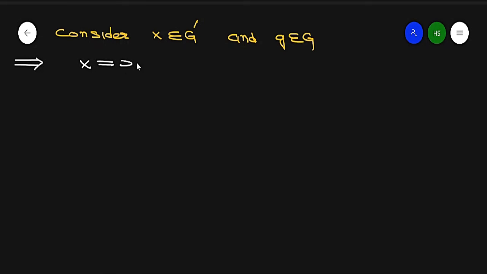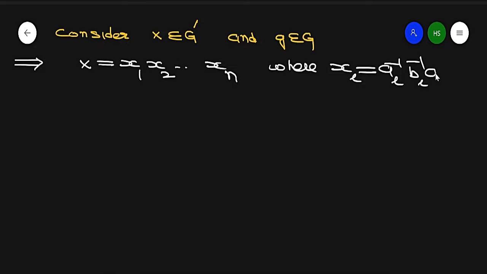So consider x belongs to G dash and g belongs to G. By definition, it implies x is a finite product of commutators of G. So I write it as x1 x2 up to xn, where xi is equal to ai inverse bi inverse ai bi, and ai and bi belong to G.